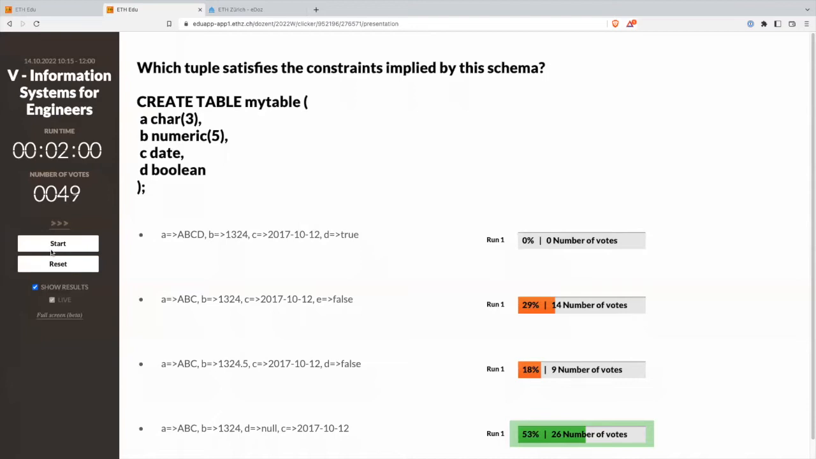There was a small trap here because I swapped C and D. I cannot show it here, sorry. I swapped C and D, but it doesn't matter. There is no order, right? It's the same map. So this is why it's fine. So you see ABC is a char 3, it's 3 letters. 1324 is a numeric of 5 because it has only 4 digits, so that fits in 5 too, and 0 after the decimal period. D can be null because there is no not null in there, so it's not forbidden. And the last one is a date, so this is fine too.